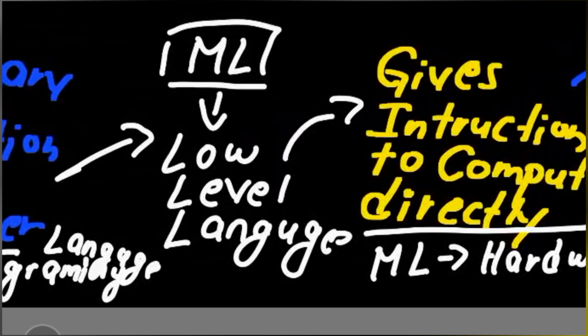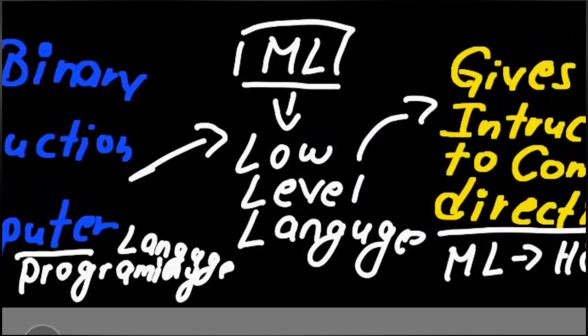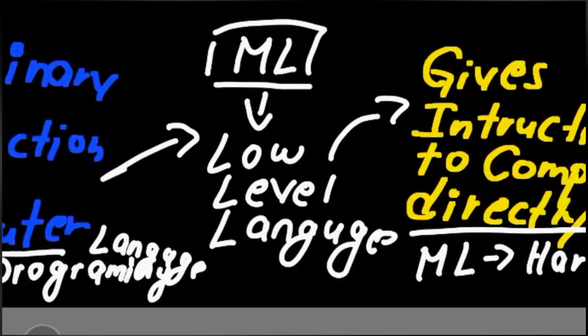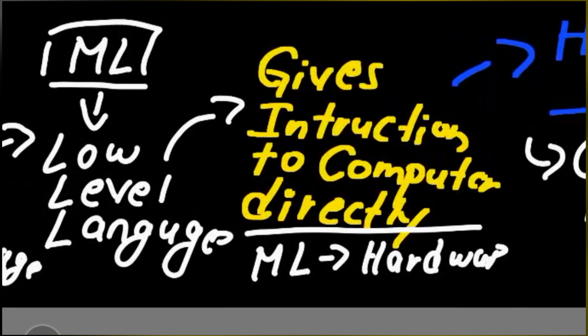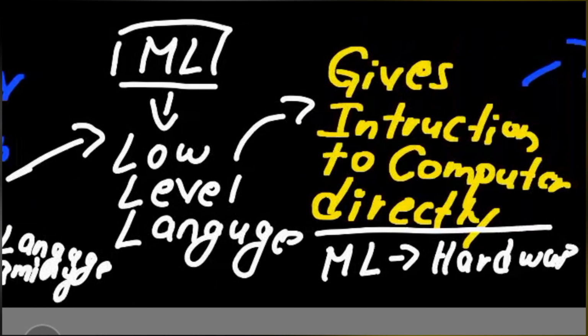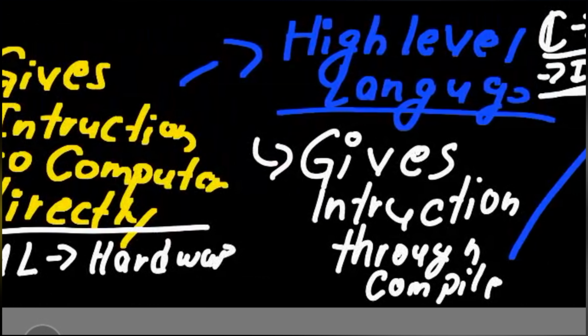So for example, the machine-level language is made of a bunch of 0s and 1s. Yes, it gives instructions to the computer directly, but it is made of a bunch of 0s and 1s, which is very hard to read. Imagine typing a basic instruction to the computer using 0 and 1. It's a nightmare. That's why we use high-level language.